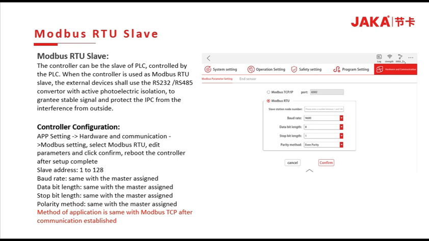In the APP settings, find the Modbus RTU parameter setting under hardware and communication options. Select Modbus RTU. The slave address can be set in a range of 1 to 128, while the baud rate, data bit length, stop bit length and polarity method shall be the same as the master assigned.